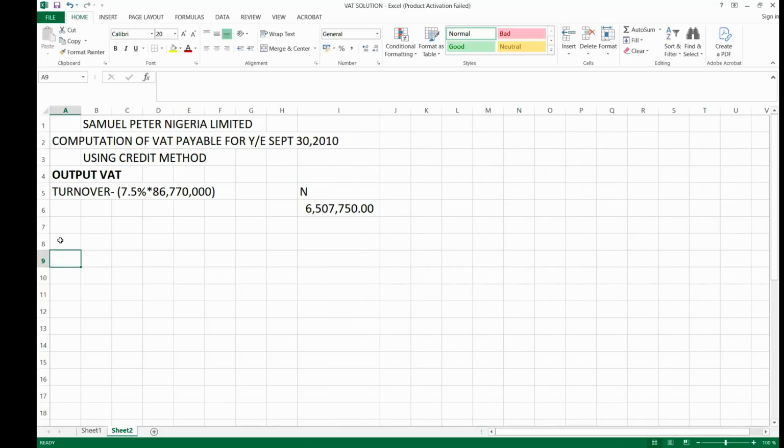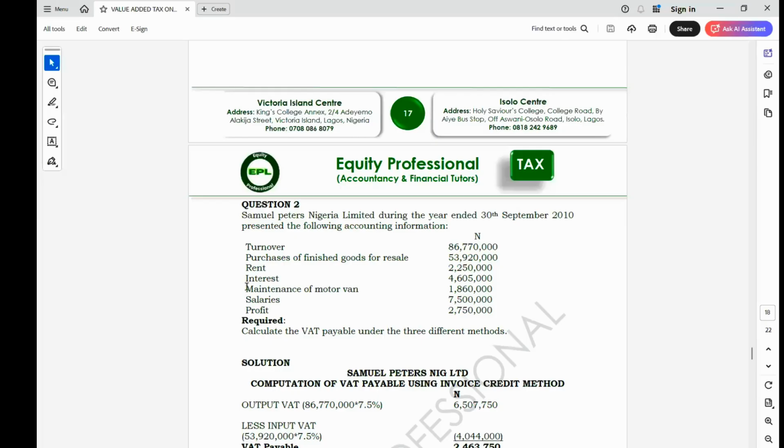So now let's do input VAT. How do we get the input VAT? Those are the VAT on purchases of our direct inputs. Don't forget, I told you what will be part of our input VAT: direct revenue expenditure. We have purchases of finished goods for resale, because this is the item they want to resell. So this expenditure is direct. This purchase is direct.